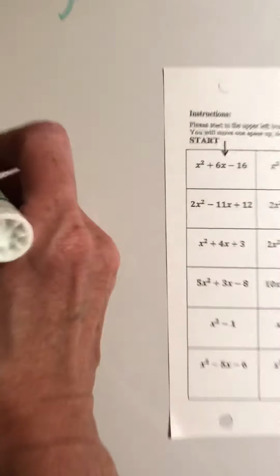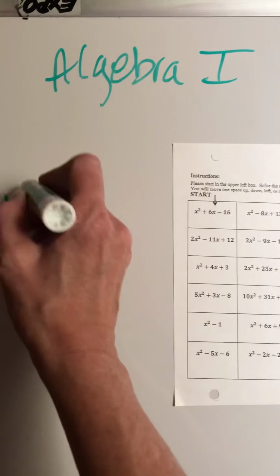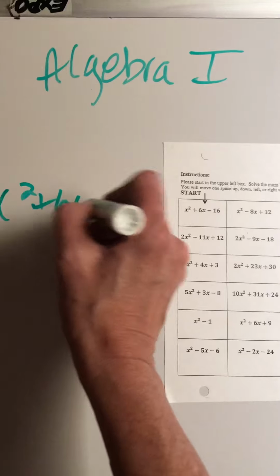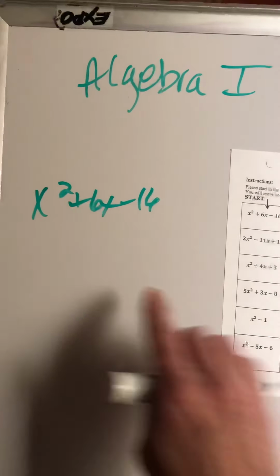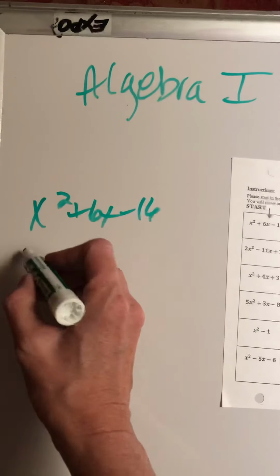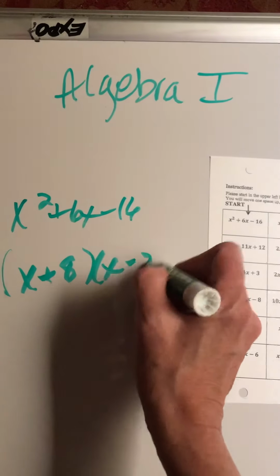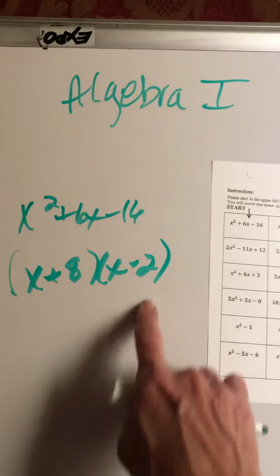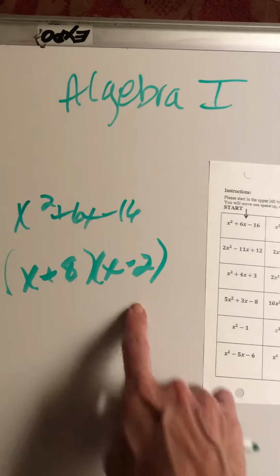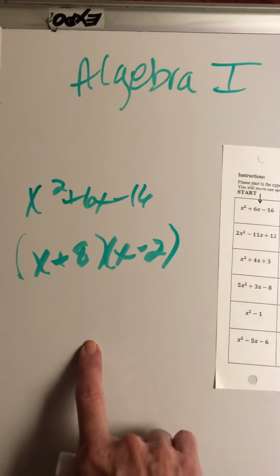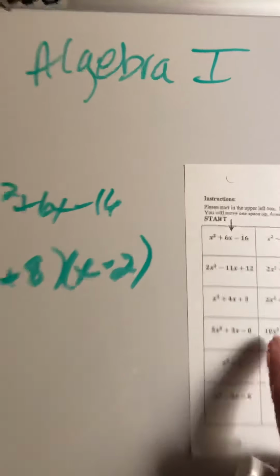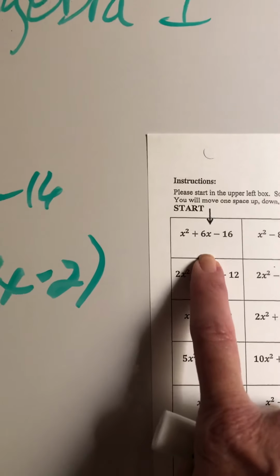So that first one is x squared plus 6x minus 16. We want the factors of negative 16 to give positive 6, so they've got to be different signs. So it'd be a plus 8 and a minus 2, because positive 8 times negative 2 is negative 16, and positive 8 minus 2 is positive 6. Okay? So that's what goes in that first box.